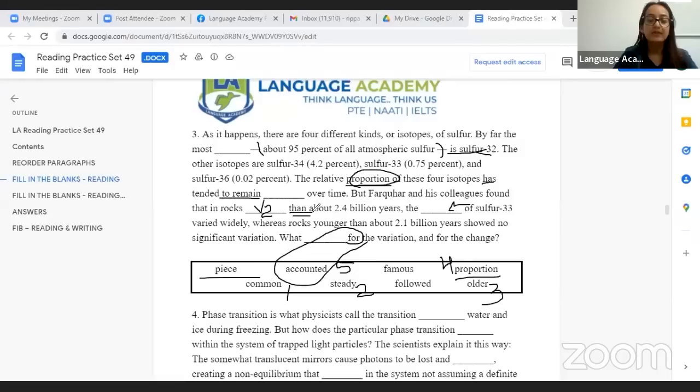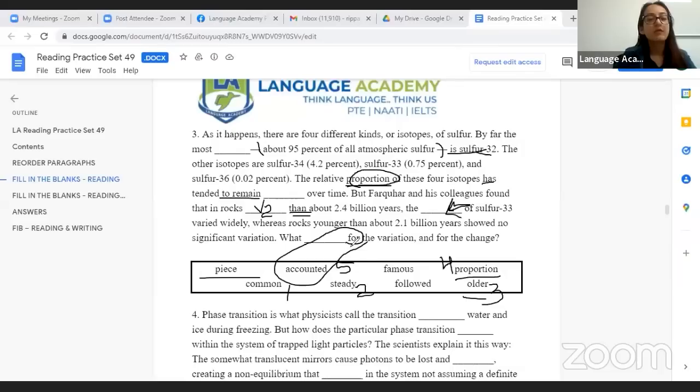Then before than, we needed second form of verb and we had only one. The words with ER, older, younger, calmer, happier, these are second forms. And the proportion of sulfur, we needed a noun, and we are talking about proportion. So that is why it will be proportion.